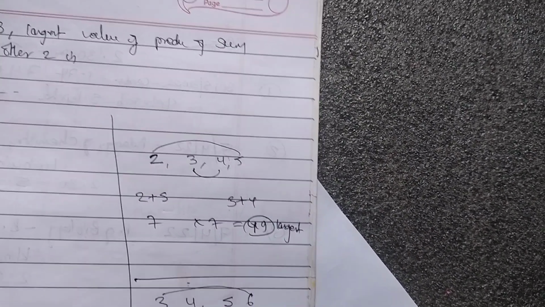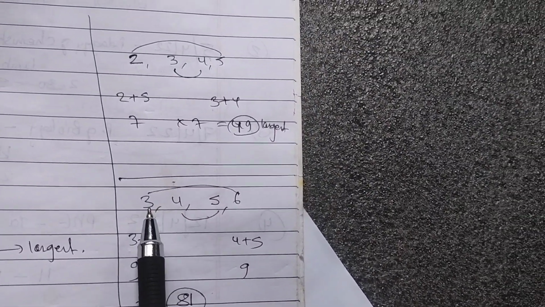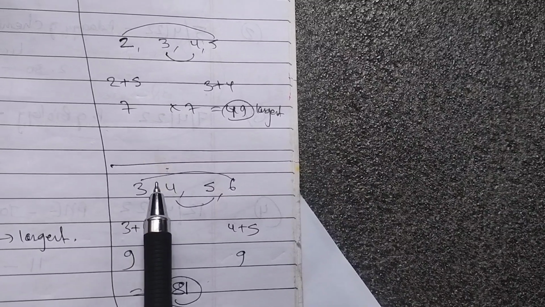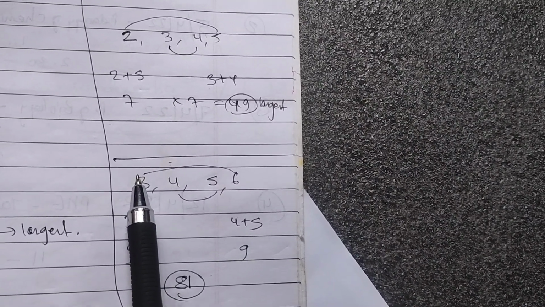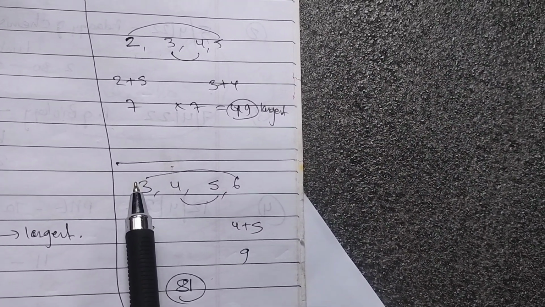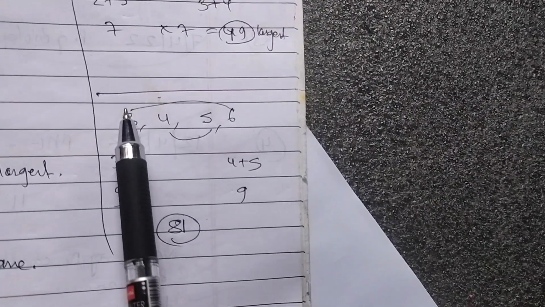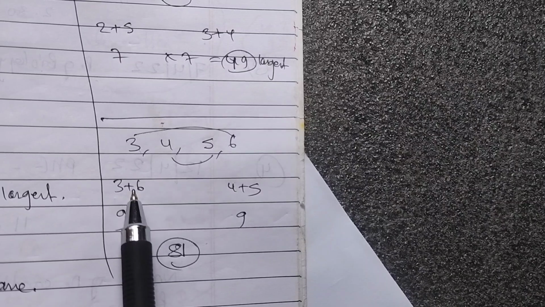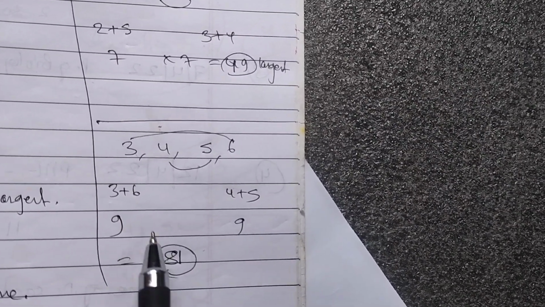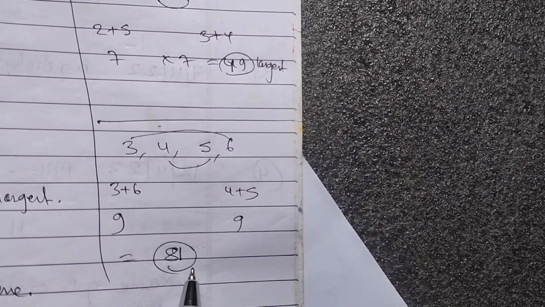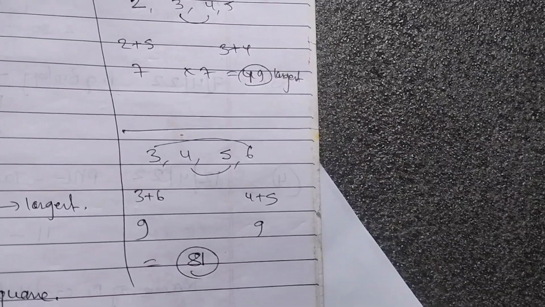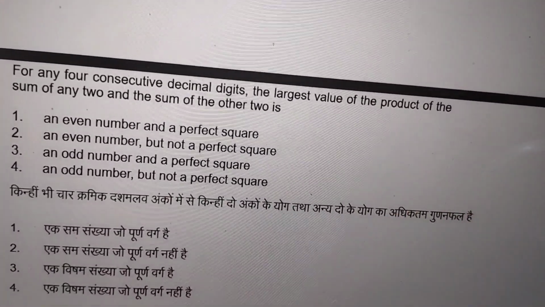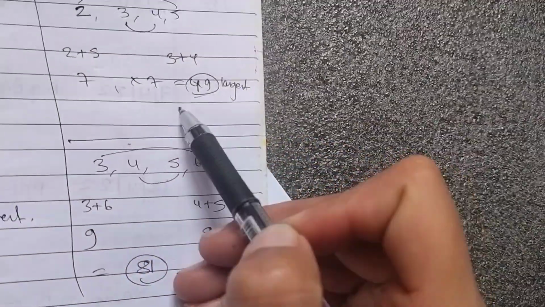Let us take another example. Suppose the 4 consecutive decimal digits are 3, 4, 5, 6. We know that the largest value of the product of the sum of any 2 numbers will be from the first and the last, and the second and the third. So 3 plus 6 is 9, 4 plus 5 is 9, 9 into 9 will be 81. So this fits option number 3, that is an odd number and a perfect square. Here 49 is an odd number, 81 is an odd number, and is also a perfect square.